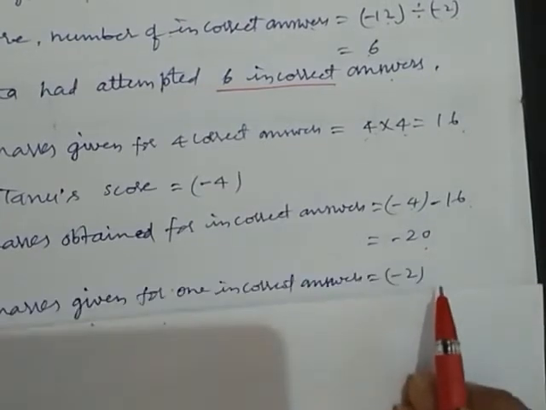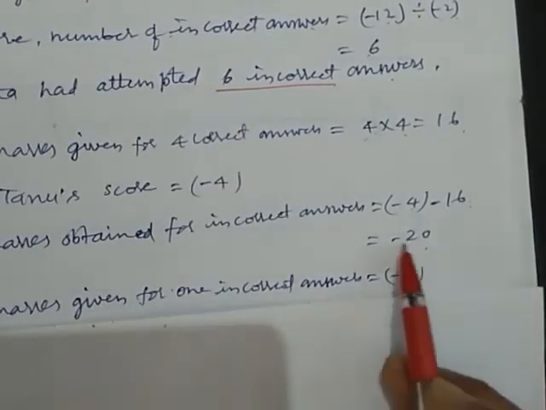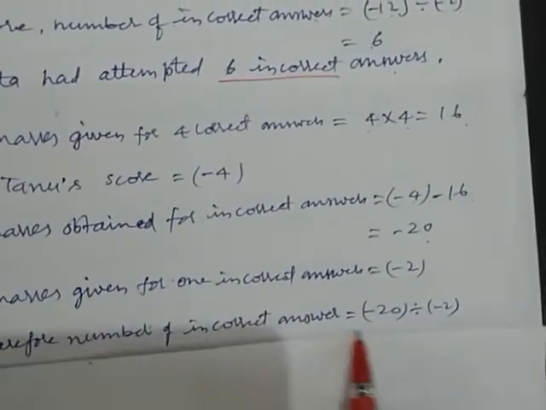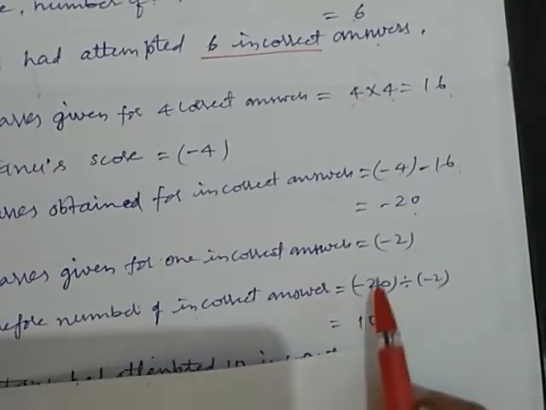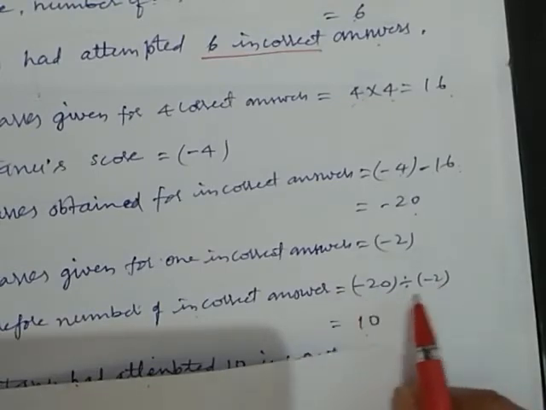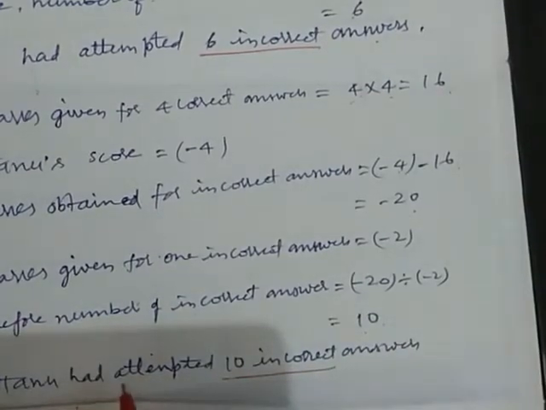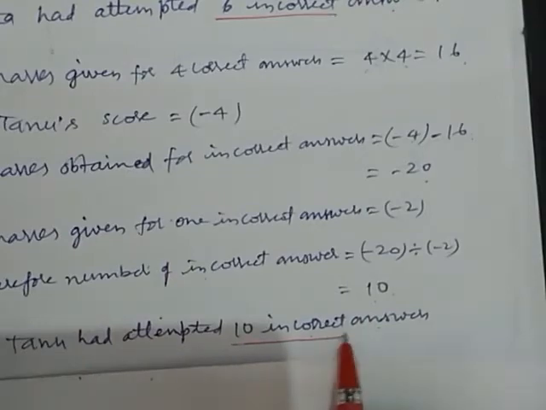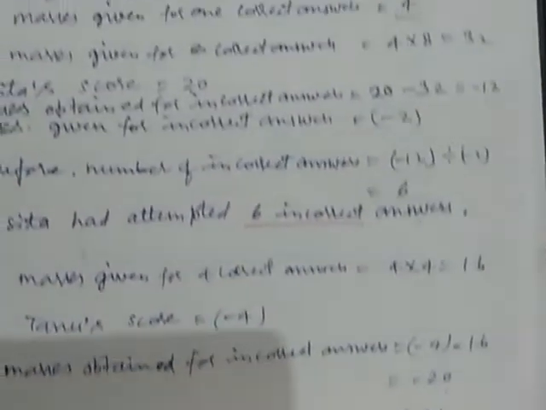Now marks given for one incorrect answer is minus 2. So we have to divide this by minus 2. Therefore number of incorrect answers equals minus 20 divided by minus 2. So we get 10. Negative is cancelled out by negative, because negative into negative is positive. So Tanu had attempted 10 incorrect answers. This way we found both the results. Now we take another problem.